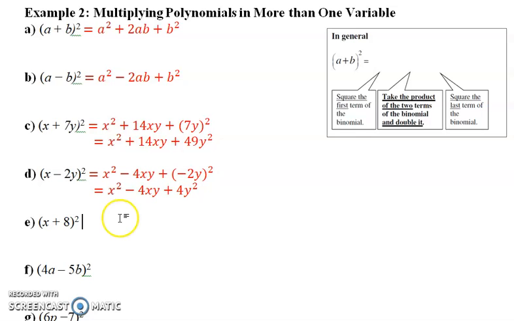And we have x plus 8. You don't have to have a variable. You could have just a number, a constant, so we'll do that as well. Then we get the x squared, and then it's 8 times x, but then you double it, so it becomes 16x. And then 8 squared becomes 64. So 8 squared is 64. All right?